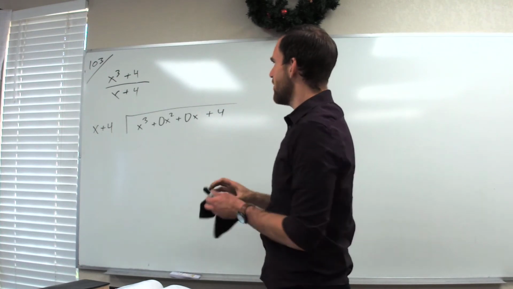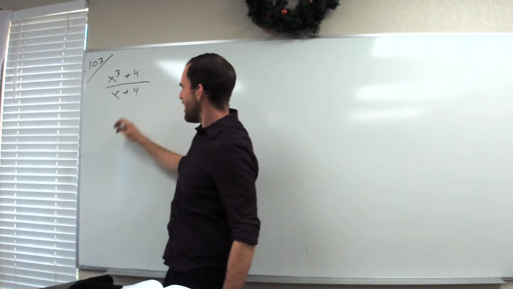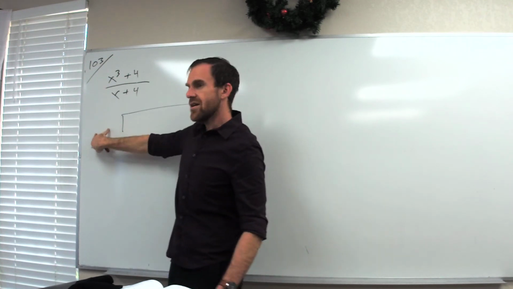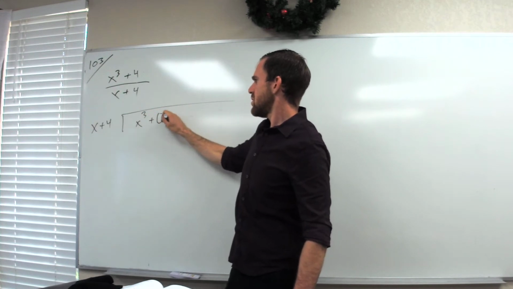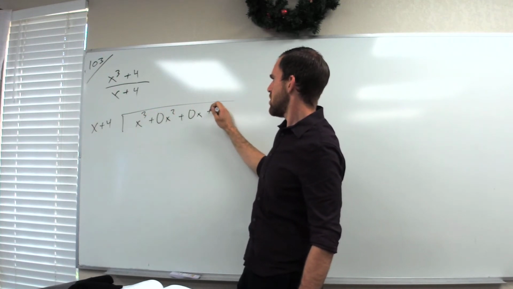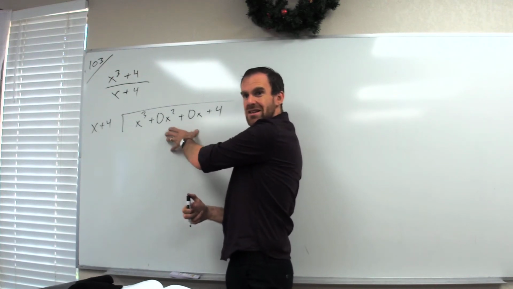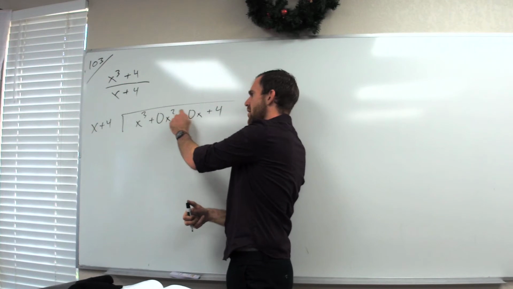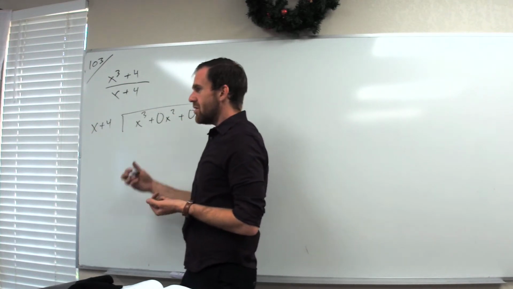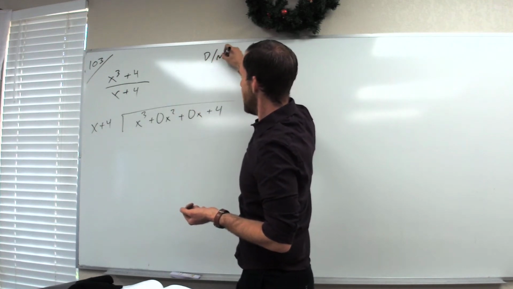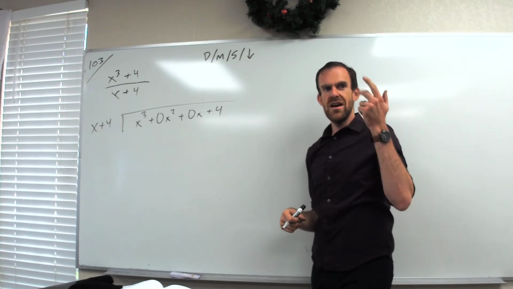Alright, we're starting over. Okay, how do I write this problem? Fraction bar, what goes outside? X plus 4. What goes inside? X cubed plus 0x squared plus 0x plus 4. Okay, so you filled in the middle terms. How did you get these middle terms? You counted down the power on x, right? Okay, so then what did you do? You divide, multiply, subtract, bring down. Divide, multiply, subtract, bring down.